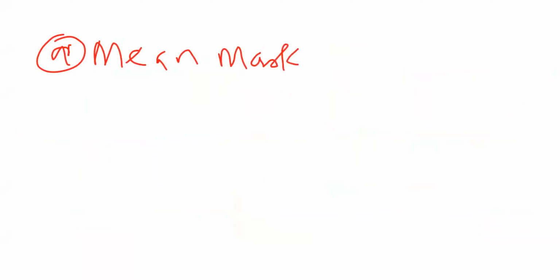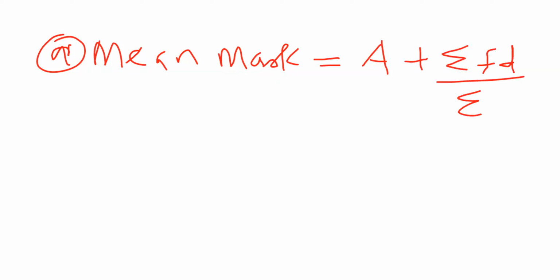So Roman figure 1 or A, whichever one, our mean mark should be equal to the assumed mean, which is A, plus summation of FD over summation of F. That's to find mean using an assumed mean approach.